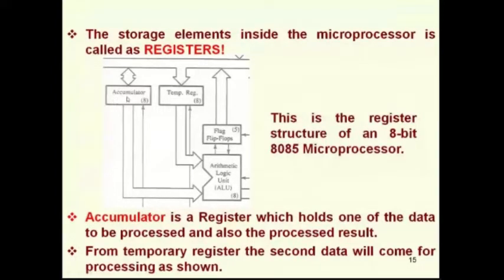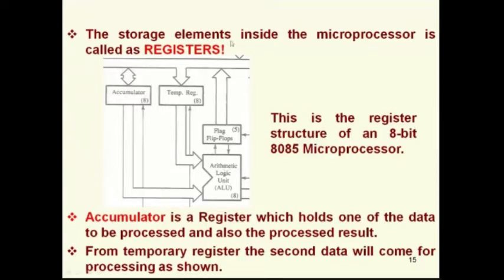The storage element inside the microprocessor is called a register. There is an accumulator register, which is called the A register, and there are some internal temporary registers. One of the data to be added must be stored in the accumulator. The other data to be added is in a temporary register, and both will be added by the ALU. Something like that we have to understand.